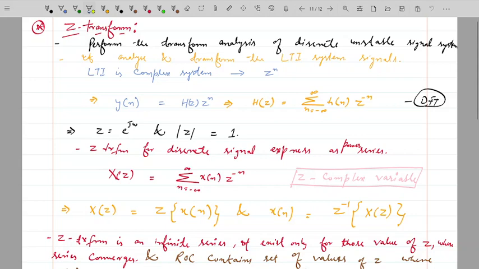In this video we will discuss the Z transform in digital signal processing.